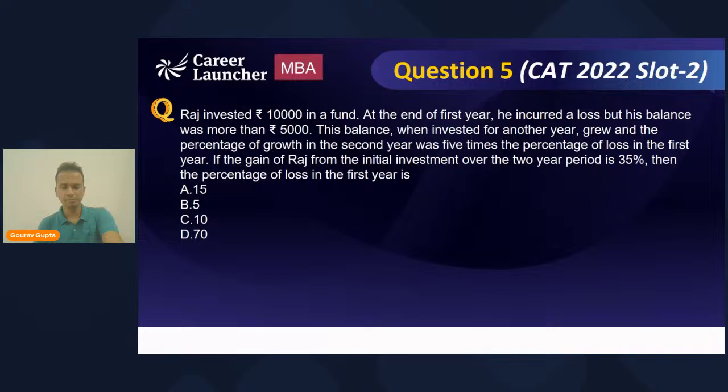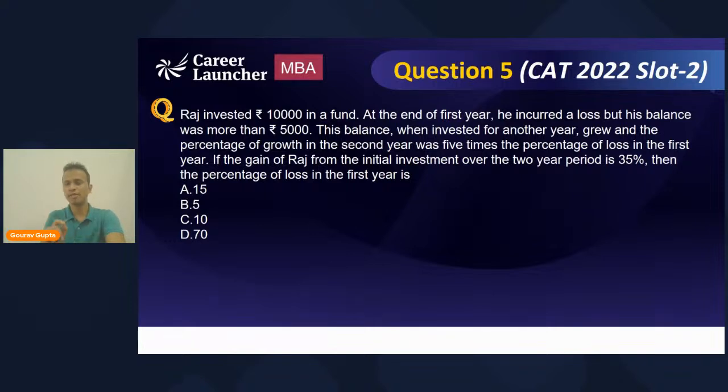Now, question is pretty simple. CAT 2022 slot 2. Raj invested rupees 10,000 in a fund. At the end of the first year, he incurred a loss, but his balance was more than 5,000. So, whatever percentage loss he would have incurred, the final value is more than 5,000. Okay? So, you can say that the percentage loss, initial value 10,000, final value 5,000.